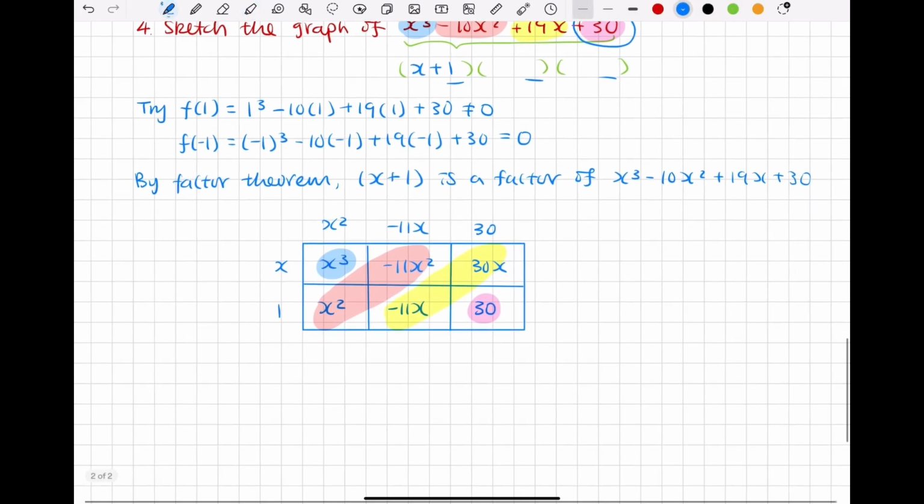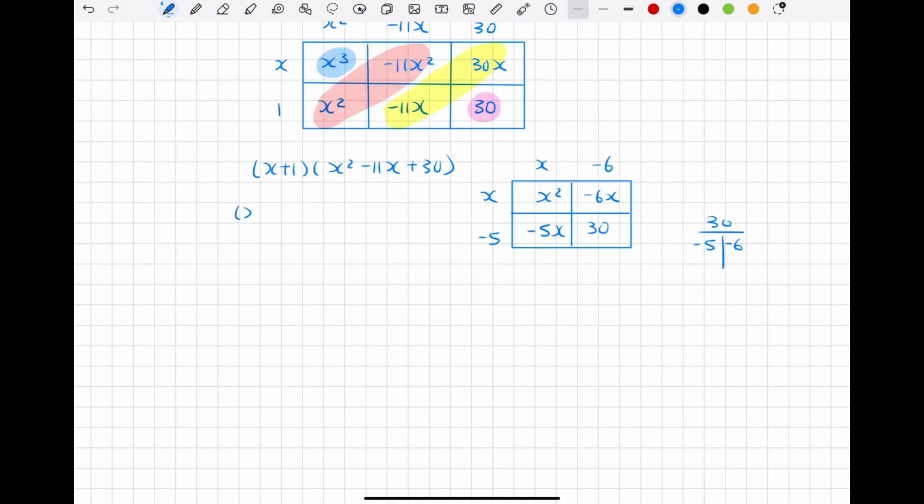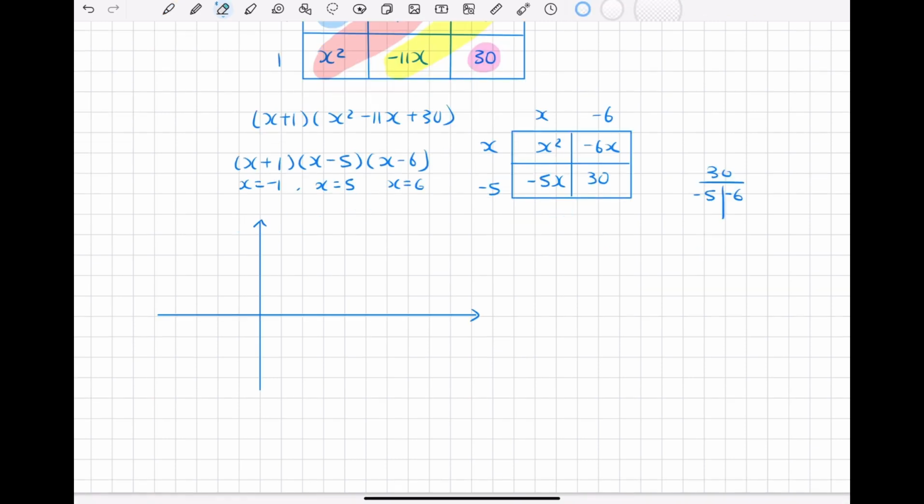Therefore, we have factorized this cubic equation into x plus 1, x squared subtract 11x plus 30. Now what we need to do is to factorize this quadratic equation by using Farmer's field. And as we can see, this is x subtract 5, x subtract 6. Now we will be able to sketch the graph with the x-intercepts negative 1, 5, 6, and its y-intercept of 30. Okay, now let's look at the final question, question 5.